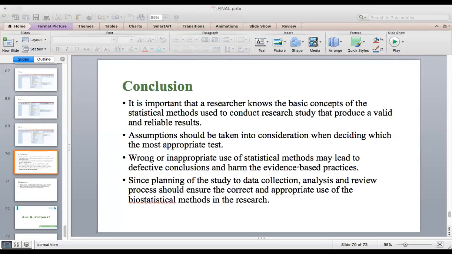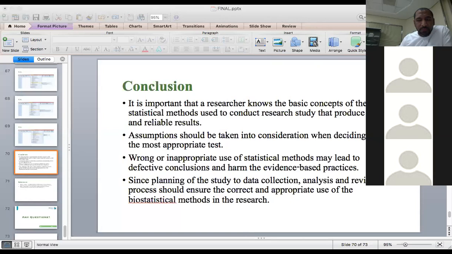Hello. Do you hear me? Yes. Regarding the inferential statistics, is ANOVA one of the examples of inferential statistics? Yes.